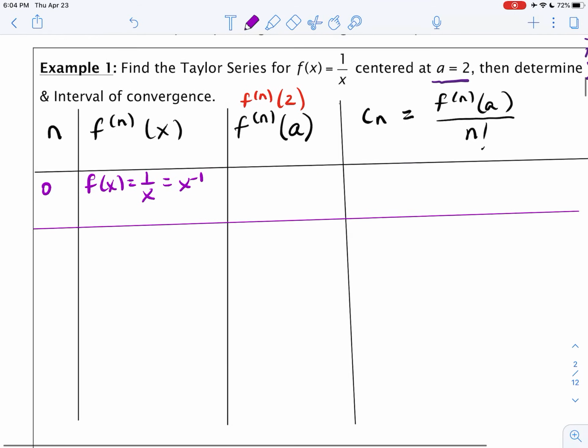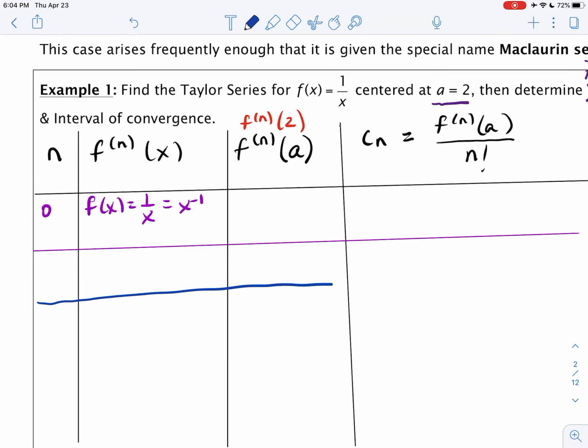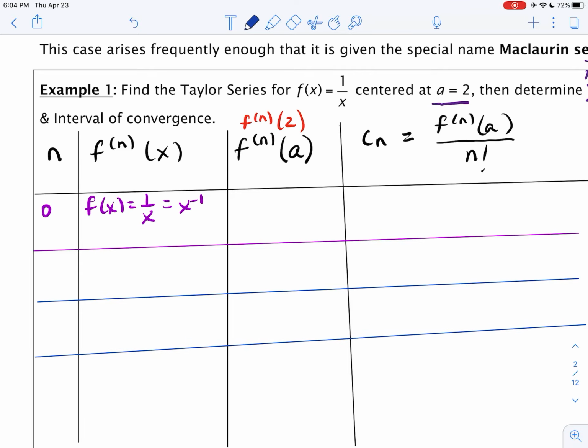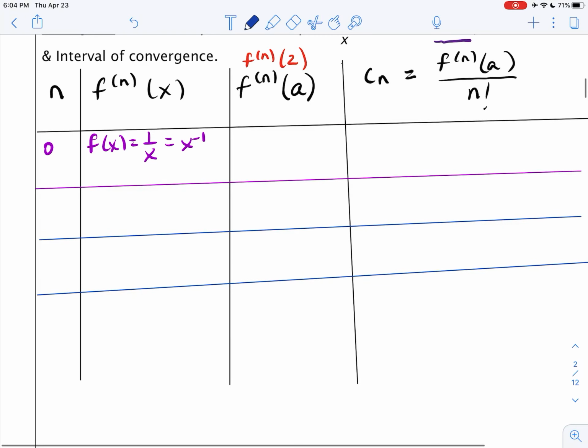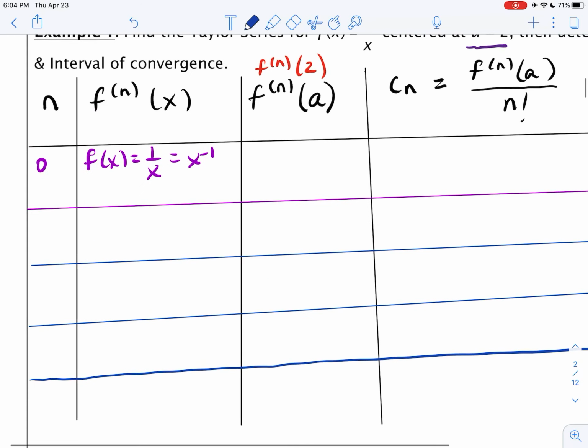I'm going to continue calculating a series of derivatives, because you don't have to do everything row by row, but you can do, right? You might be able to see a pattern after this.